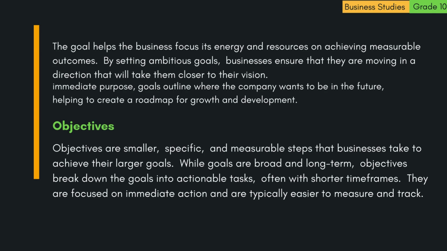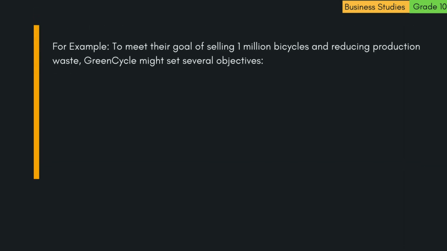Objectives. Objectives are smaller, specific, and measurable steps that businesses take to achieve their larger goals. While goals are broad and long-term, objectives break down the goals into actionable tasks, often with shorter time frames. They are focused on immediate action and are typically easier to measure and track. For example, to meet their goal of selling 1 million bicycles and reducing production waste, GreenCycle might set several objectives.